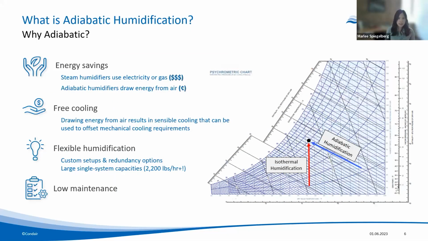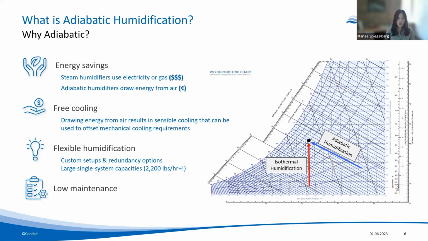So what are the benefits of adiabatic humidification? The main one here is energy savings. So where steam humidifiers use that electricity or gas energy, adiabatic humidifiers, again, draw the energy from the air. So the cost of the energy could be cents on the dollar to power your humidifier. If you look at the psychrometric chart on the right, you can see the two processes as well. With isothermal humidification, temperature is more or less constant. With adiabatic humidification, you're cooling down that surrounding air due to the constant enthalpy process. And with this, you get that free cooling benefit.